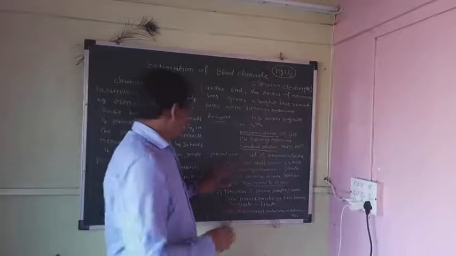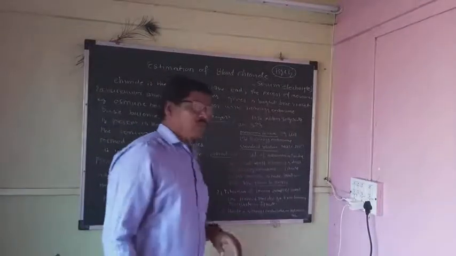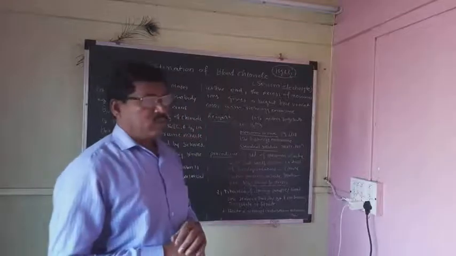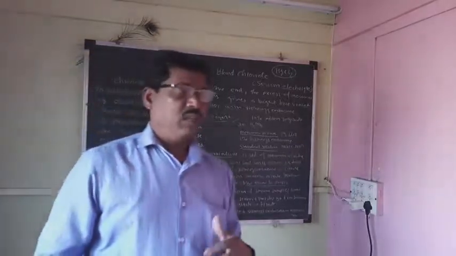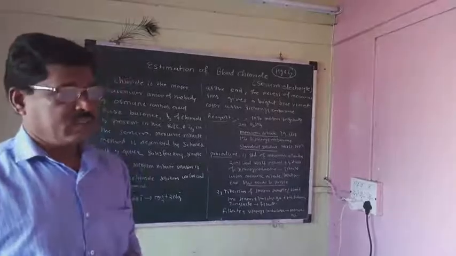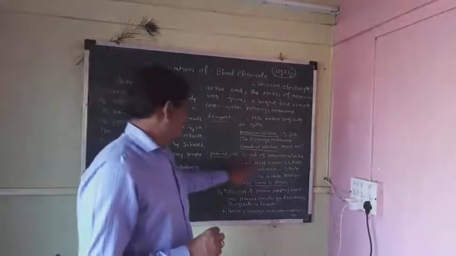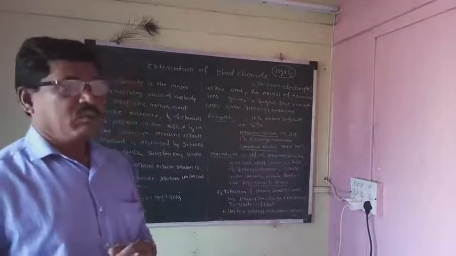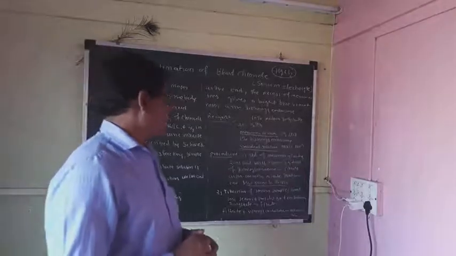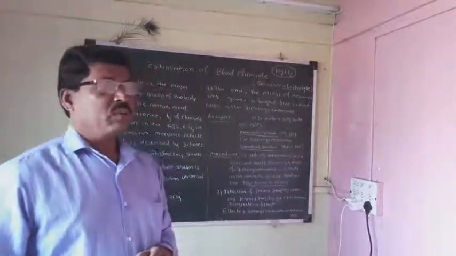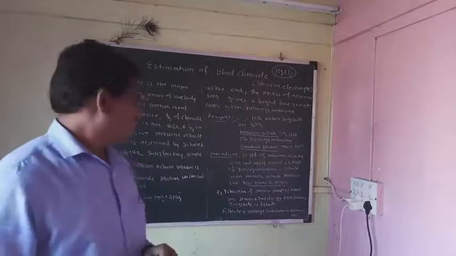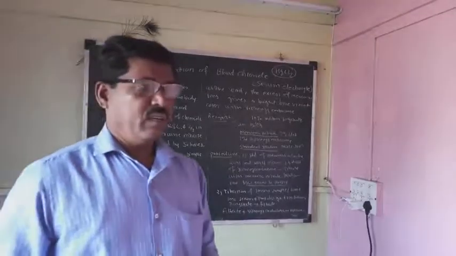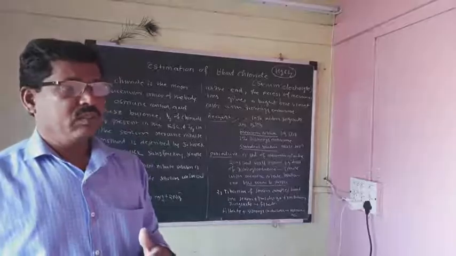And the procedure for the estimation of chloride, first is standardization of mercuric nitrate solution with chloride ions. Pipette out 10 ml standard sodium chloride solution in a 50 ml volumetric flask, then add 2 to 3 drops of diphenyl carbazone indicator, and then titrate with mercuric nitrate solution.